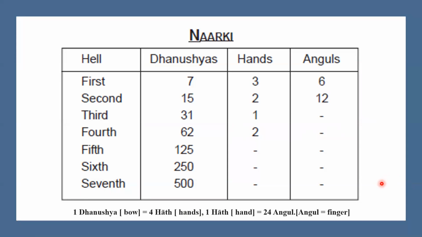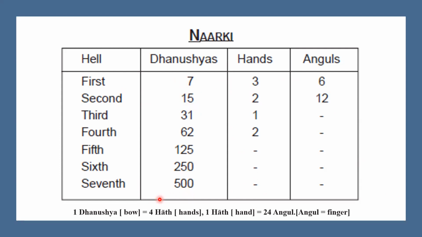These are basic definitions you will find across all our Shastras. Angul is the width of a finger, 24 Anguls is 1 Hath, and 4 Hath is 1 Dhanushya. As you go down from the first to the 7th Narak, the height of the Jeevs keeps on increasing. In the first Narak, the height is 7 Dhanushya, 3 hands and 6 Anguls. In the second Narak, it increases to 15 Dhanushya, 2 hands and 12 Anguls.